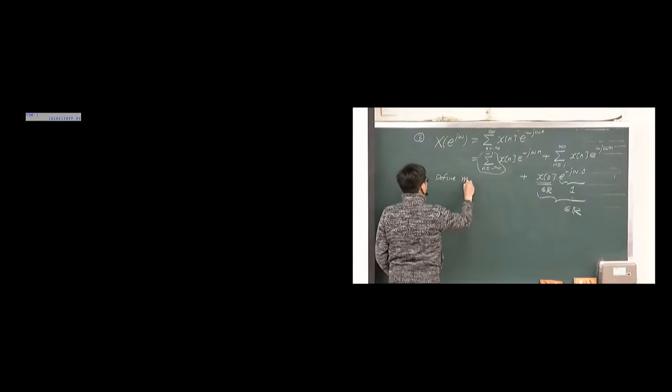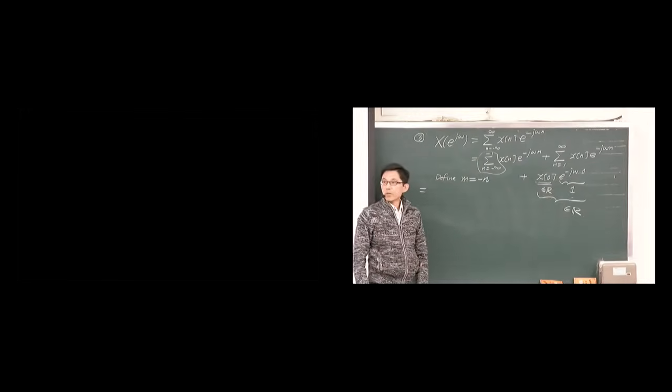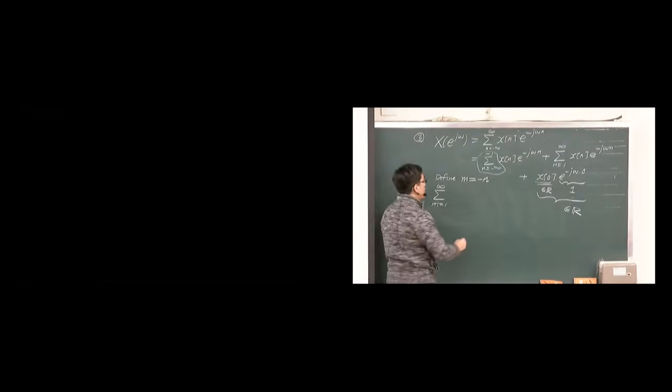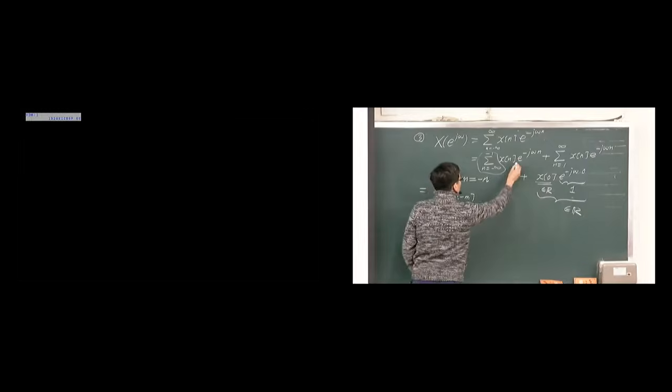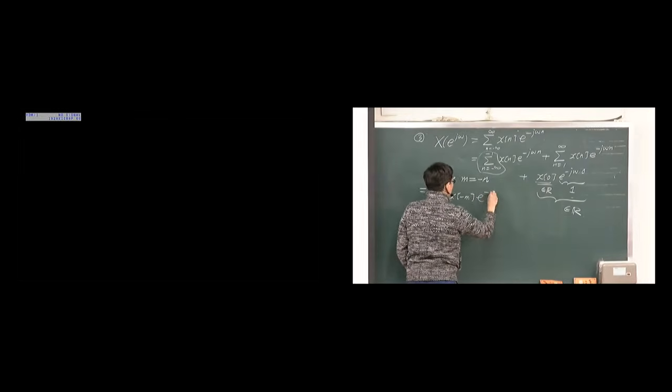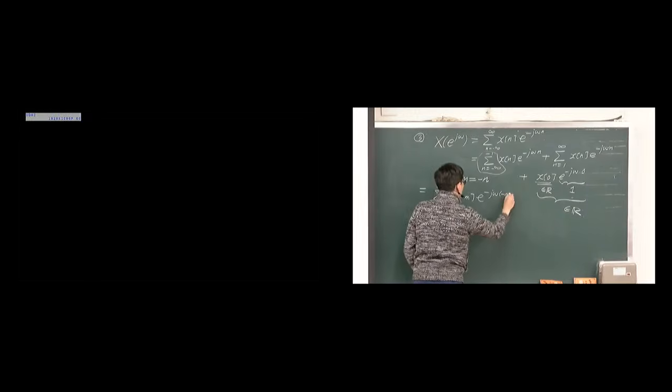So the first term becomes, we define m equals to minus n. Let's try that, okay? And change the variable right there. If we do that, then this summation now has m going from 1 to infinity, right? And if m is minus n, then n is minus m, so this is x of minus m, right? And then how about right here? We have e to the minus j omega times minus m.